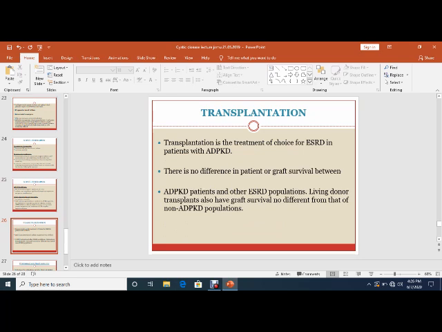When these patients develop end-stage renal disease, there is no option for conservative therapy. In end-stage renal disease, the patient requires either maintenance hemodialysis or kidney transplantation. Transplantation is the best choice in patients with end-stage renal disease due to autosomal dominant polycystic kidney disease, or adult polycystic kidney disease. There is no difference in patient or graft survival between these autosomal dominant patients and the other end-stage renal disease population. Living donor transplantation also has graft survival no different from that of the non-autosomal dominant population.